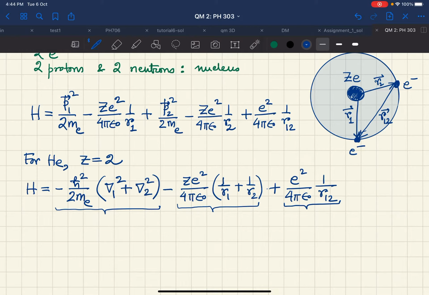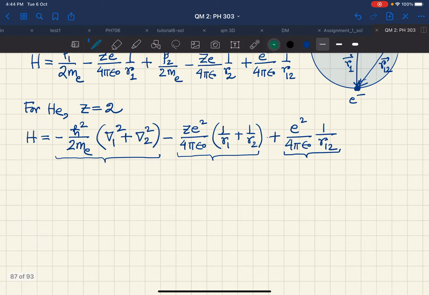Now, to start our calculation, let us ignore the interaction term to start with. The interaction term means the interaction between the electrons. So this is the electron repulsion term or the potential. This is the nuclear electron attraction or attractive potential.